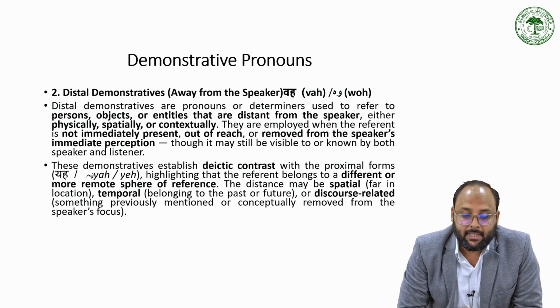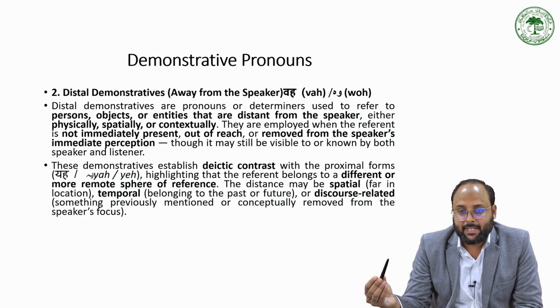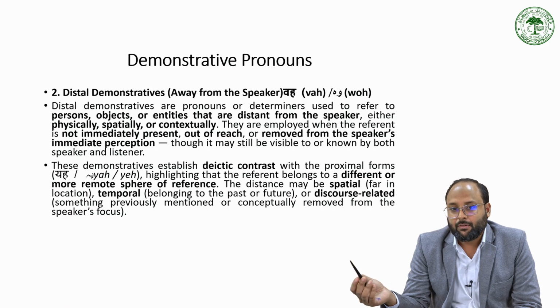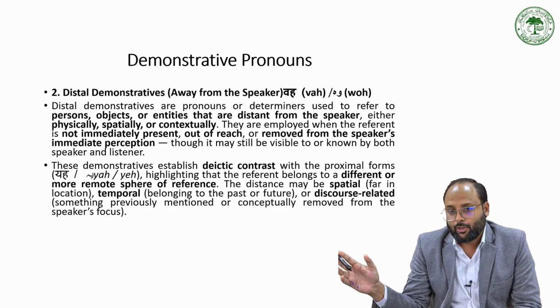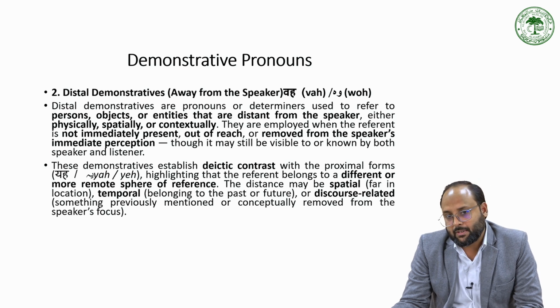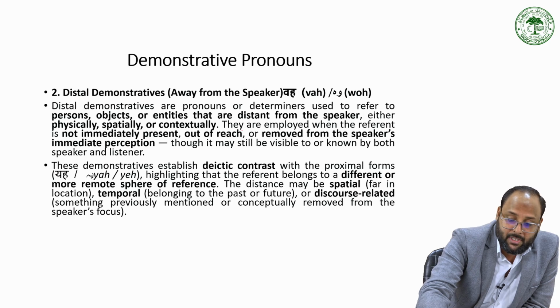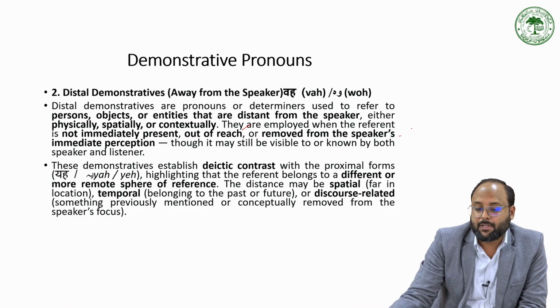Now the second one is the distal demonstrative. That represents something away from the speaker, meaning any person, object or entity which is not near the speaker, far away from the speaker. It is not physically, spatially or contextually near to the speaker. It is implied when the referent is not immediately present, out of reach, or removed from the speaker's immediate perception.